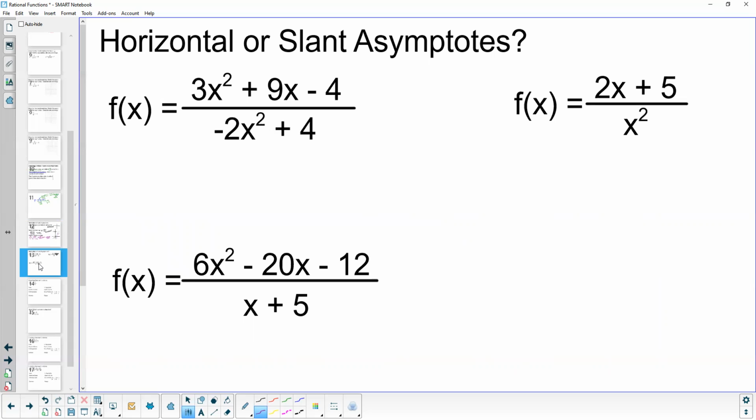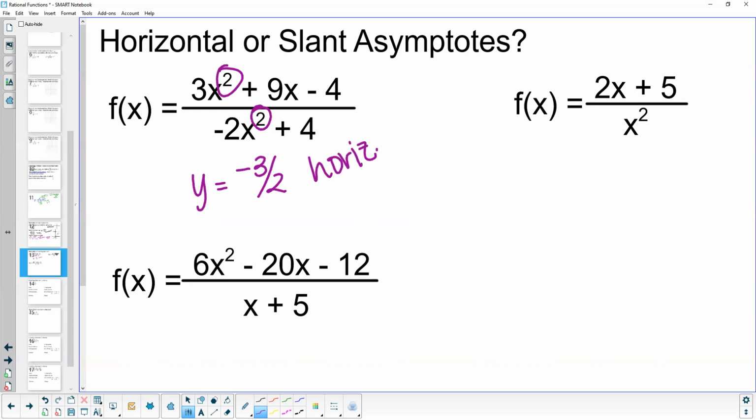Now, this purely depends on the degree. So the degree of this top polynomial is a 2, and the bottom one is a 2. Because they have the same degree, that tells us that we're going to take the leading coefficient divided by the leading coefficient. So this is going to be y equals -3/2. And this is going to be a horizontal asymptote, just so that we are aware there.